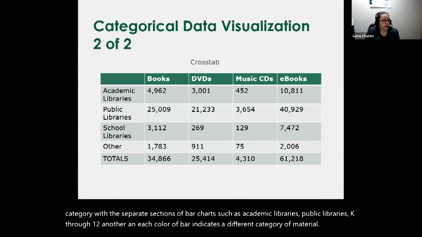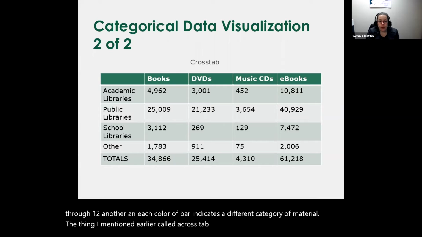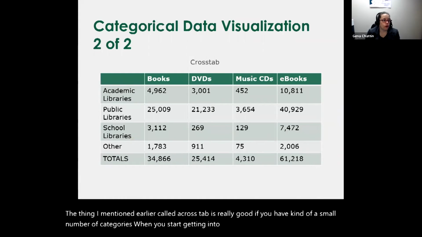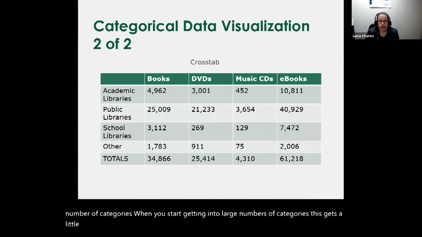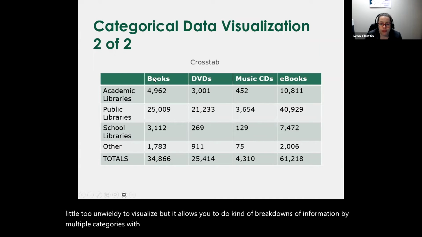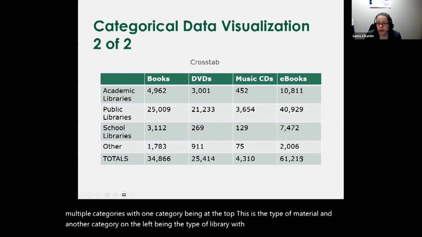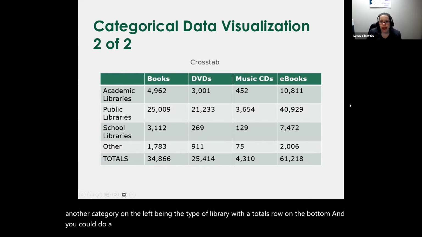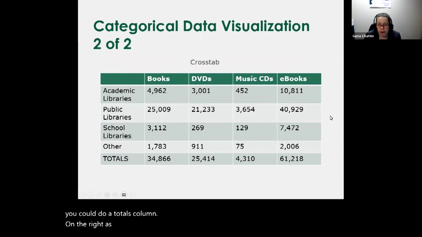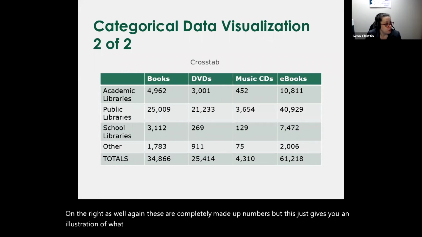The thing I mentioned earlier called a crosstab is really good if you have a small number of categories. When you start getting into large numbers of categories, this gets a little too unwieldy to visualize, but it allows you to do breakdowns of information by multiple categories, with one category being at the top, this is the type of material, and another category on the left being the type of library, with a totals row on the bottom, and you could do a totals column on the right as well. Again, these are completely made up numbers, but this just gives you an illustration of what this type of data visualization looks like.